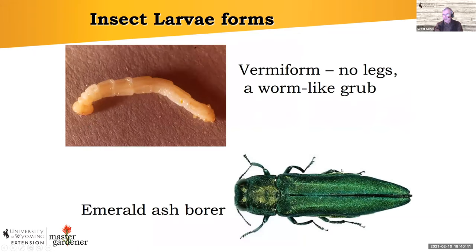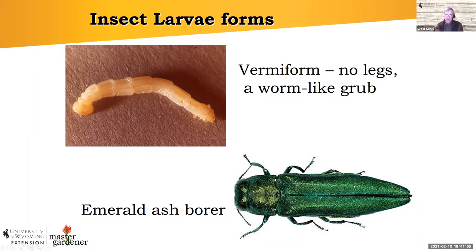So insects have a lot of diversity in their larval forms. You don't have to worry about memorizing these things; it's easier to talk about them with their stages. This is vermiform: no legs, a worm-like grub. This is the immature of the emerald ash borer. You might have heard about this particular insect.